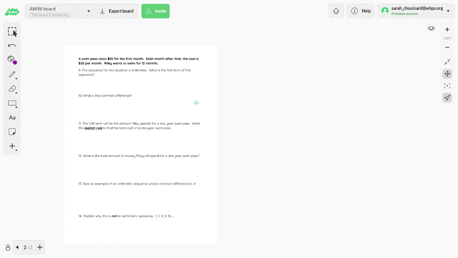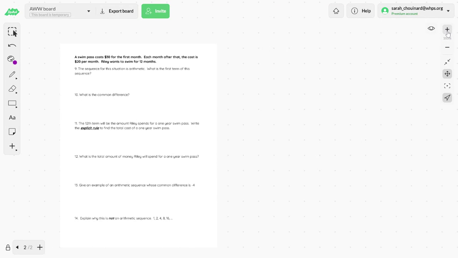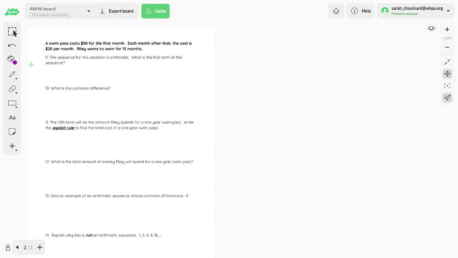All right, and then for the next one, we have a word problem. So a swim pass is $30 for the month. Each month after that, the cost is $20 per month. So Riley wants to swim for 12 months. This sequence is arithmetic. What is the first term? So the first term of the sequence is her first month, which is 30. The common difference is going to be 20, because that's what she's paying per month.